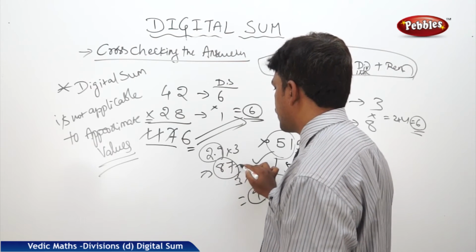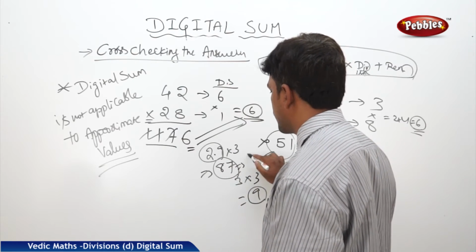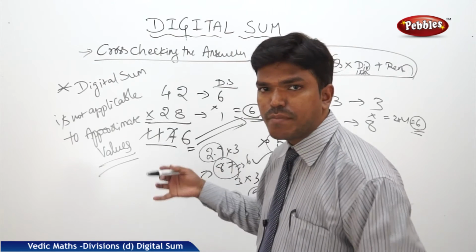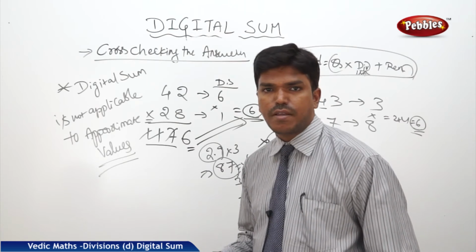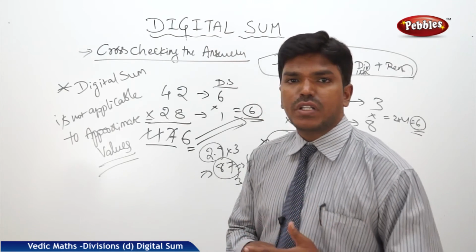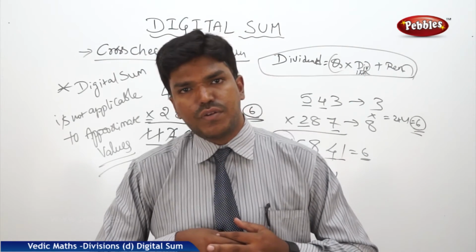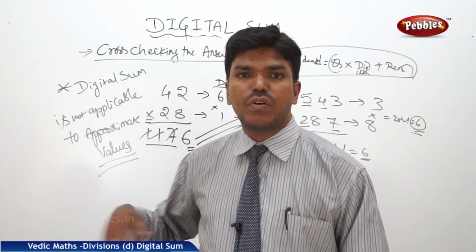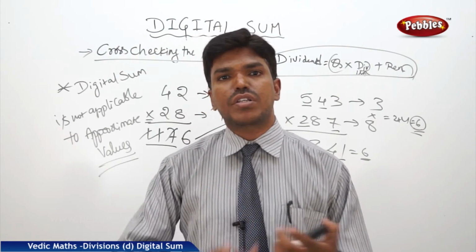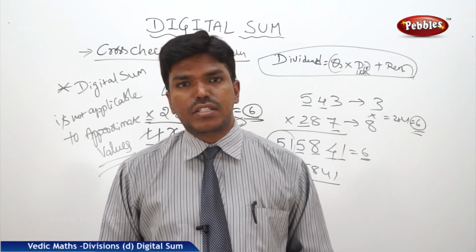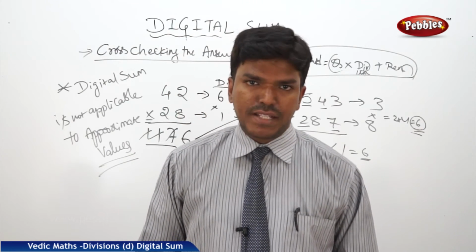Okay, what is the digital sum of 87 here? 87, 15, 1 plus 5, 6. What is the digital sum of 9 here? 9 only. 9 and 6, are they both the same? No, they are not the same. That's why digital sum is not applicable for approximate values or approximate calculations. So please keep this in mind and apply this method in your examinations. It will be very easy for cross-checking the answers, right? So let us go for the next topic in our Vedic maths.